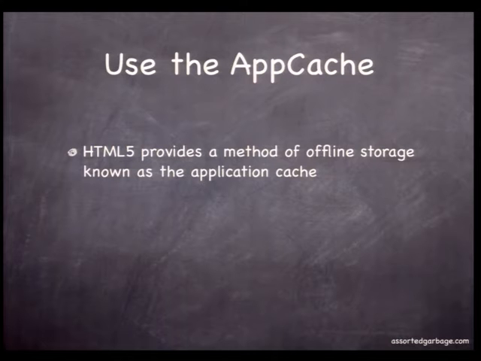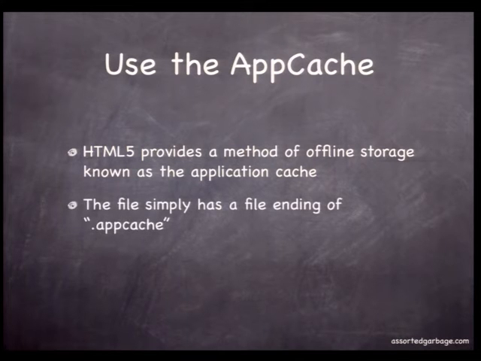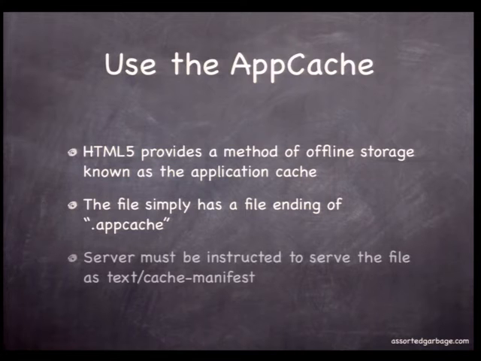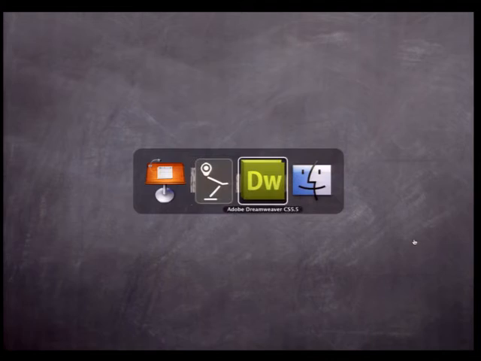All right, so how do you do this? Well, it's simple. All you need to do is create a file, and I'm going to show that to you in just a second, that has a file ending of either manifest or .appcache. And you set your server to serve that particular type of file. And boom, that's it. You suddenly have offline storage for your app. So let's go take a look at it in Dreamweaver.